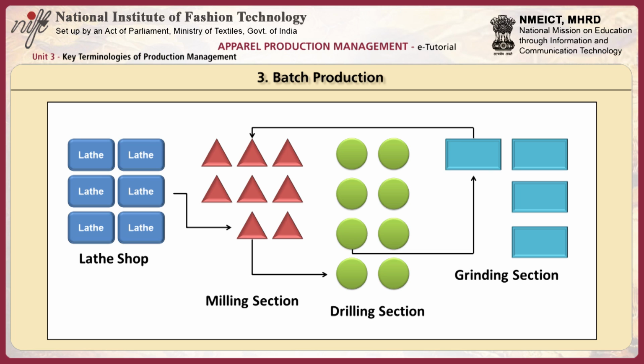Here we can see a small example of batch production. Here we can see an example of an engineering unit where we have the lathe shop, the milling section, the drilling section and the grinding section. We can see here that all the lathes are combined into a batch, and similarly milling section is combined in a batch, and so on and so forth for the drilling and grinding section. So they are quite flexible and adaptable to change, and that is a good example of batch production.